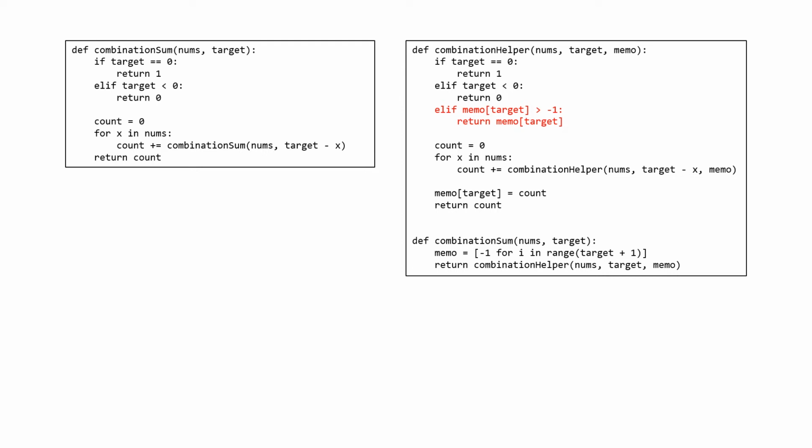Because if we had already solved the subproblem, then we should have updated that slot in the memo, and since a count has to be 0 or more, it can't be negative. This means that if we check the memo and the value is greater than -1, we have solved this subtarget in the past, and we can now just use the array and return the stored answer in constant time. So these are all the changes that we need to make, and let's see how this improves our time complexity.